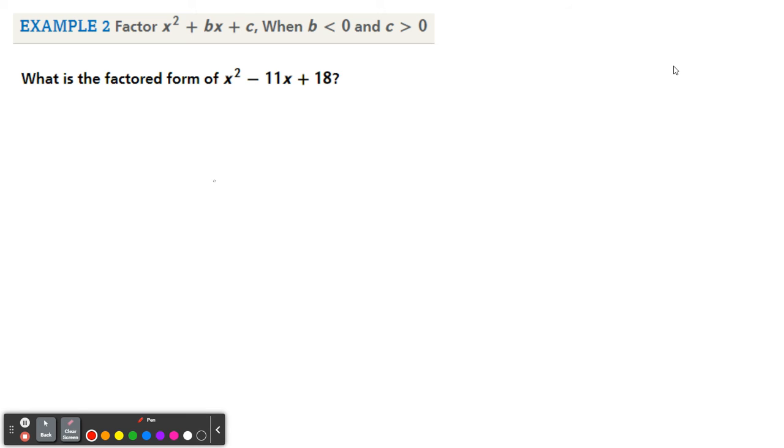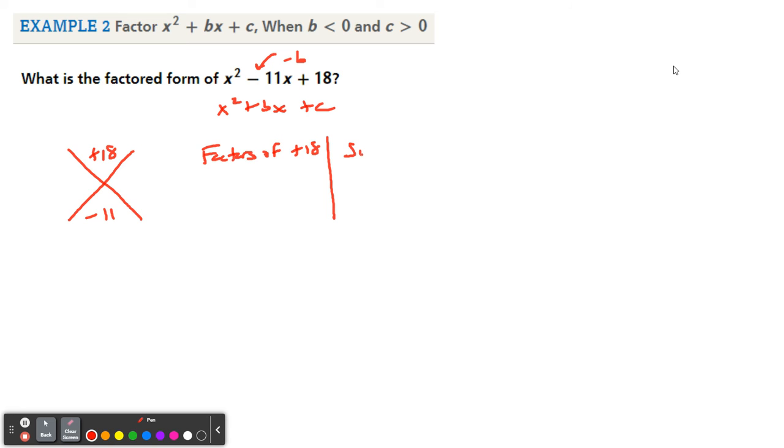Again, practice makes perfect. Here we go. What is the factor form of x squared minus 11x plus 18? So now, this is still x squared plus bx plus c, but now notice your b value is negative. So how is that going to affect things? Well, let's create our x. C goes on top, positive 18. B goes on bottom, negative 11. Again, I still want the factors of positive 18 that have a sum equal to negative 11.